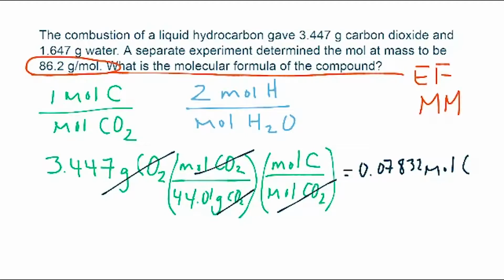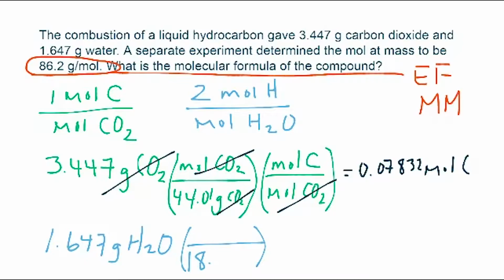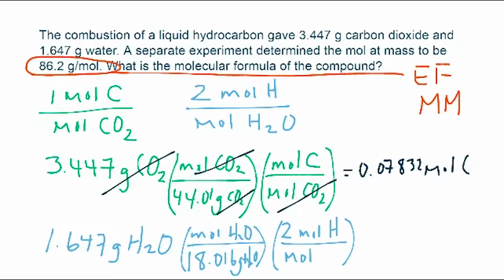Now we do the same for the water. We see that in the combustion, 1.647 grams of water are produced. Of course, we are going to use a mole ratio, so the first step is to put that into moles. And then again, we can use the mole ratio that we get from the combustion reaction, and that is that there are 2 moles of hydrogen for every 1 mole of water.